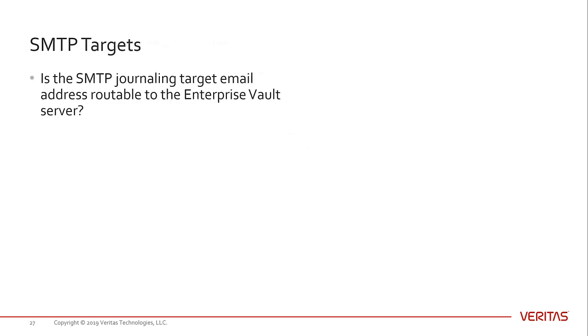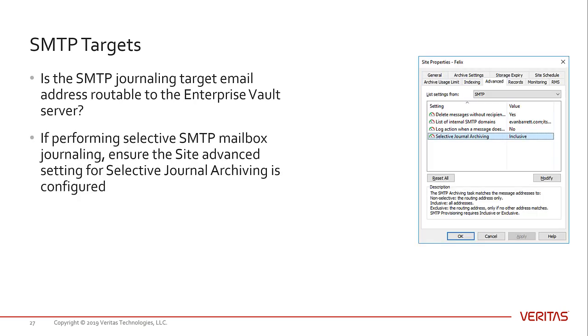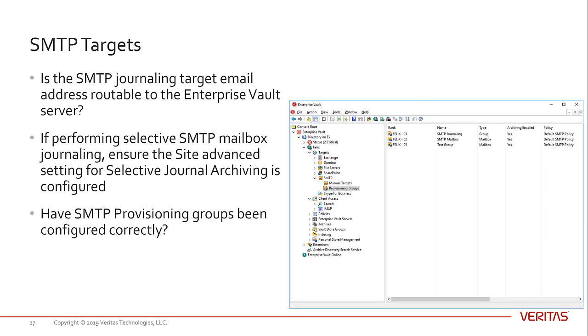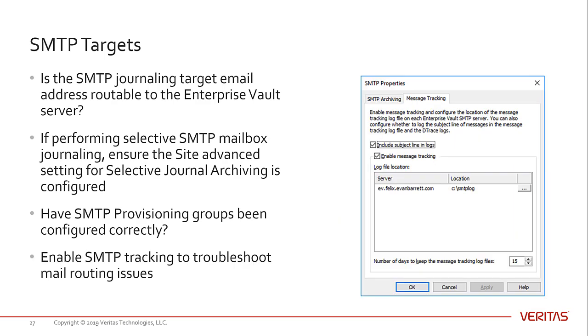Targets. Is the SMTP journaling target email address routable to the Enterprise Vault server? If performing selective SMTP mailbox journaling, ensure that the Site Advanced setting for selective journal archiving is configured. Have SMTP provisioning groups been configured correctly? Enable SMTP tracking to troubleshoot mail routing issues.